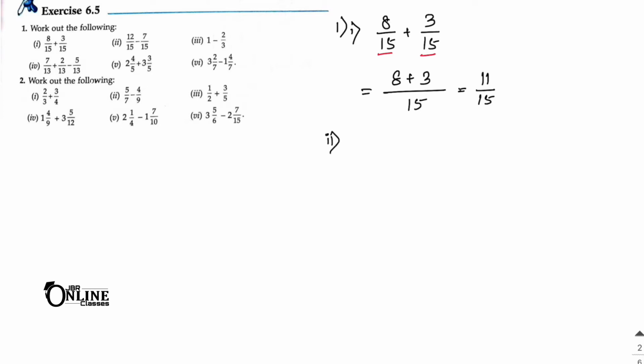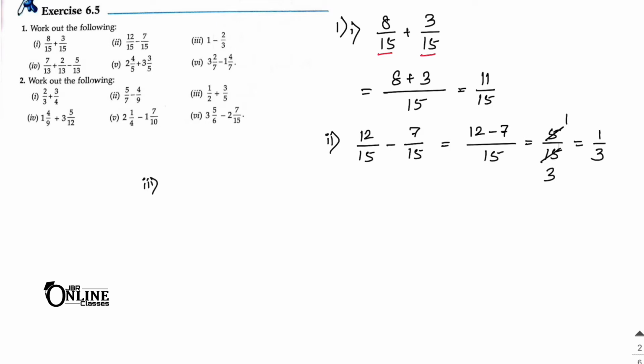For the next one, number 2, 12 by 15 minus 7 by 15. So again LCM 15. Just write down here 12 minus 7, that equals 5 by 15. Now 5 cancels out with 15, it becomes 1 by 3.